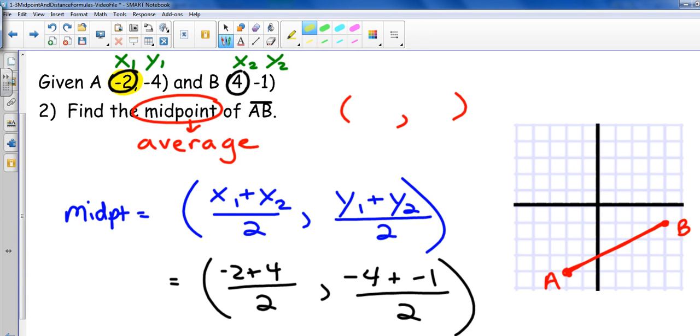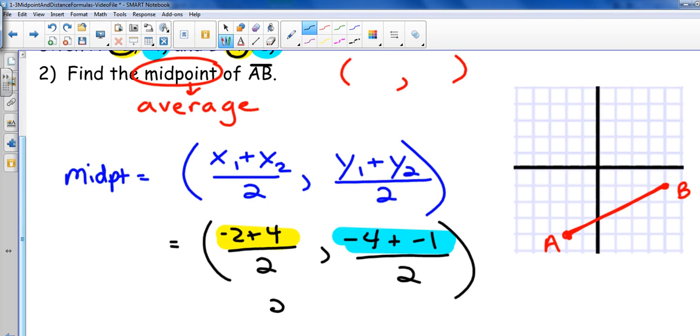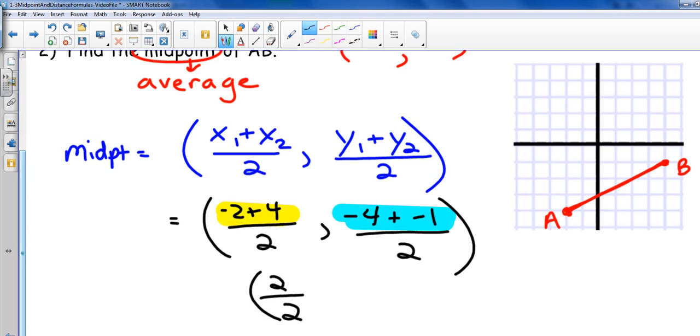A quick look at your setup. You should have your x's together, and then you should have your y's together. Once your setup is correct, you're simplifying. So I've got -2 plus 4 giving me a +2 over 2, and of course that just simplifies to a 1. That's my x coordinate. My y coordinate, -4 plus -1, is a -5 over 2.